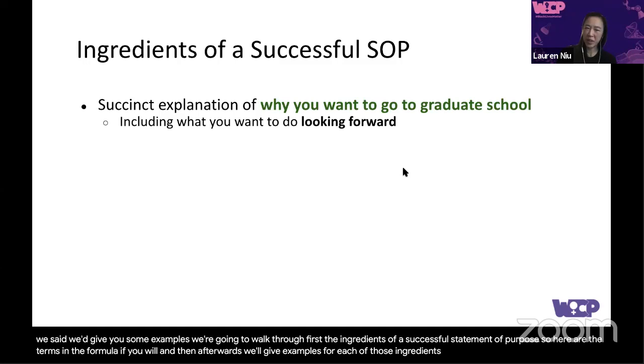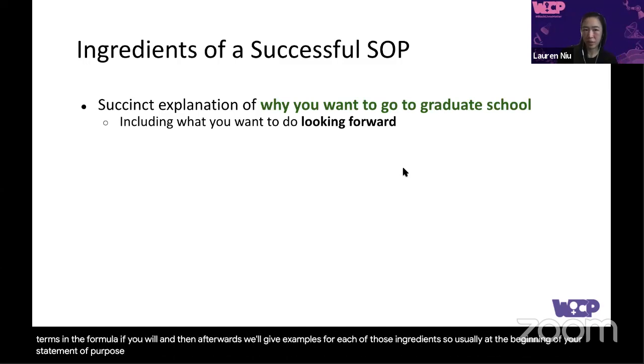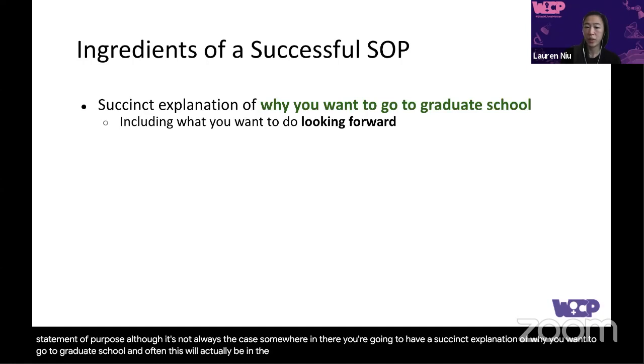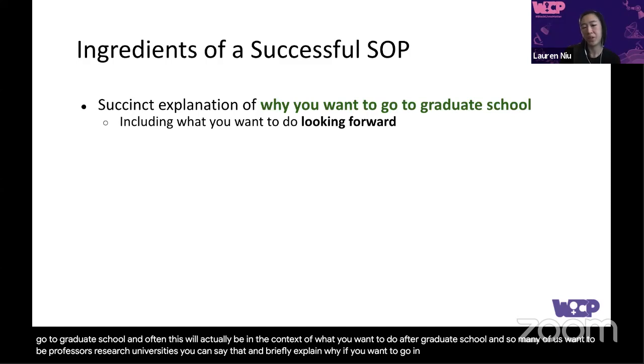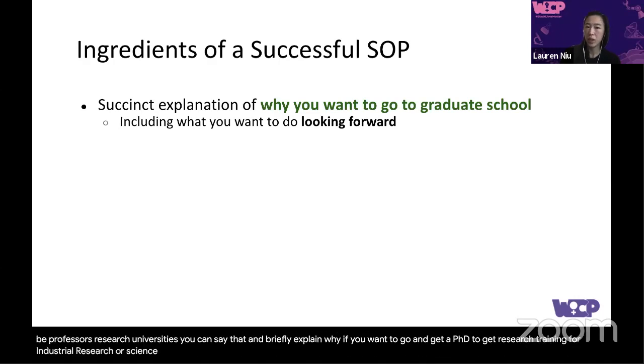So usually at the beginning of your statement of purpose, although it's not always the case, somewhere in there, you're going to have a succinct explanation of why you want to go to graduate school. And often this will actually be in the context of what you want to do after graduate school. So many of us want to be professors at research universities. You can say that and briefly explain why. If you want to go and get a PhD to get research training for industrial research or science policy, you can also say that as well.